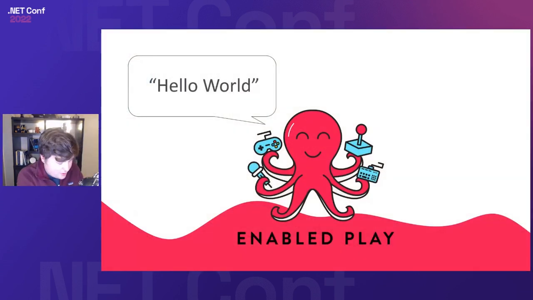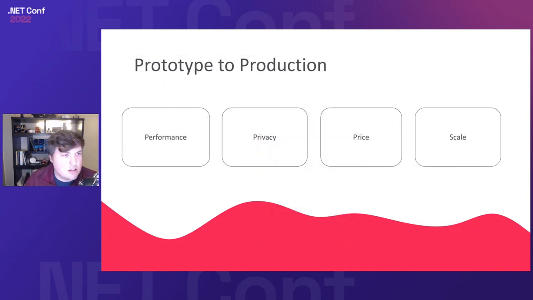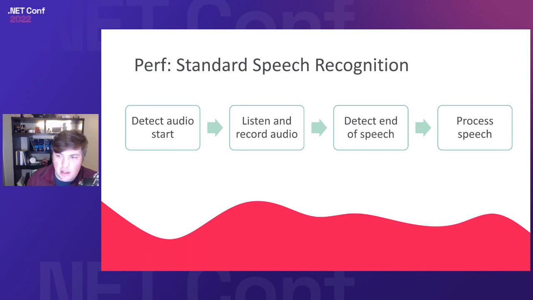So all of this together really became something that we wanted to take to production, and this is called Enabled Play. There's a couple other things we needed to sort out: performance, privacy, price, and scale for the most part. You may remember back in that Sekiro video we went through, and I said attack. It took over 3 seconds to do that, and the main reason was because of the way that we were using speech recognition over the cloud to basically process that into a command. And essentially it looks like this. You detect audio start. You then listen and record the audio, you detect the end of speech, and then you process it. So no matter what, there's going to be about a second and a half delay.